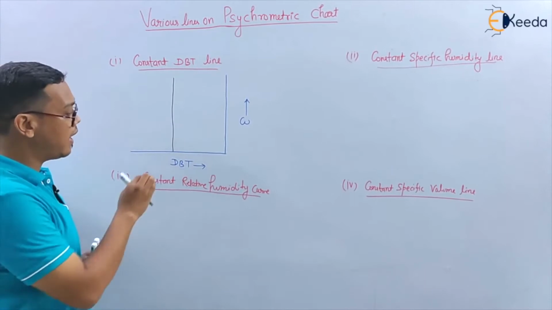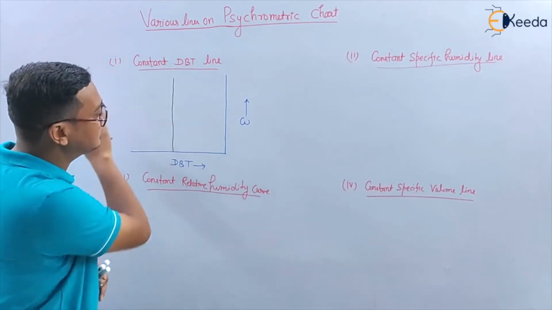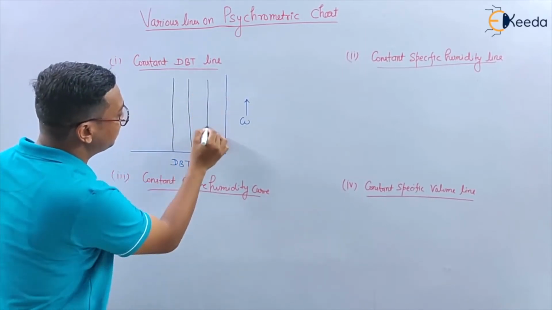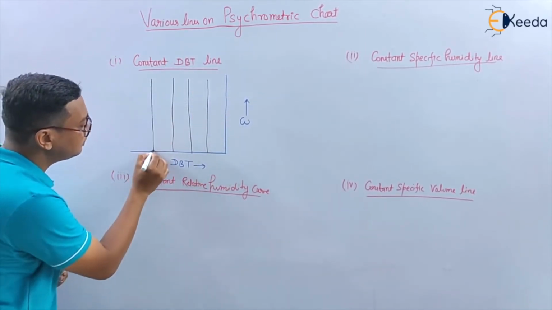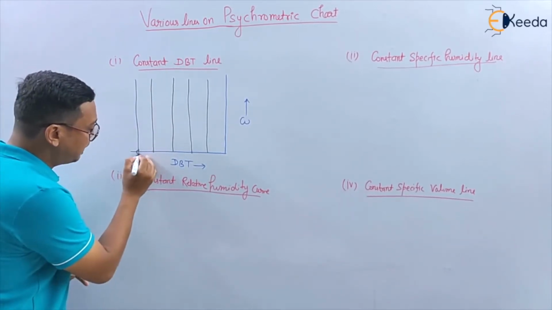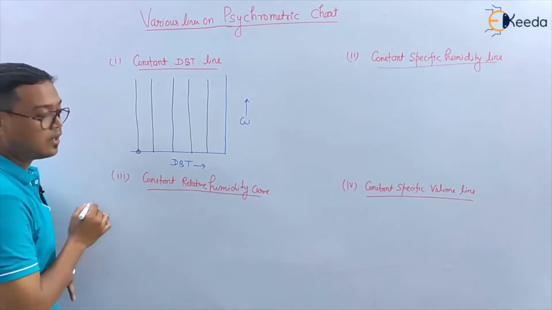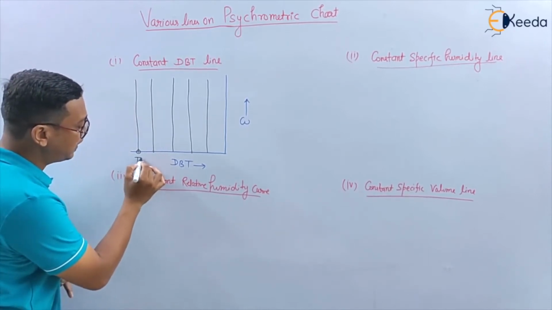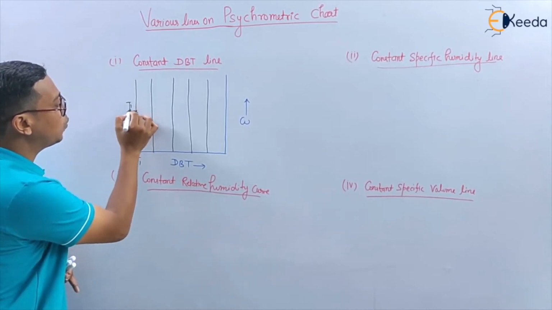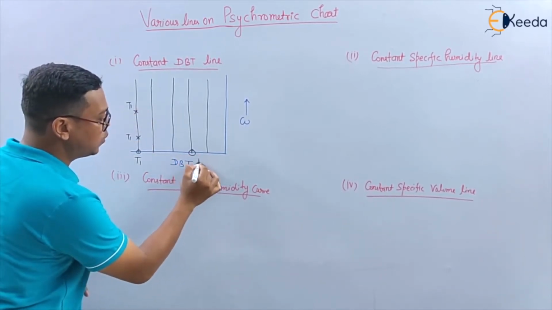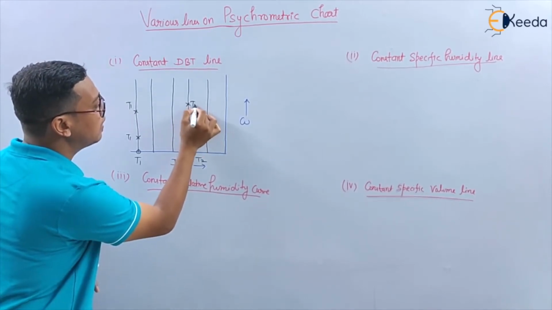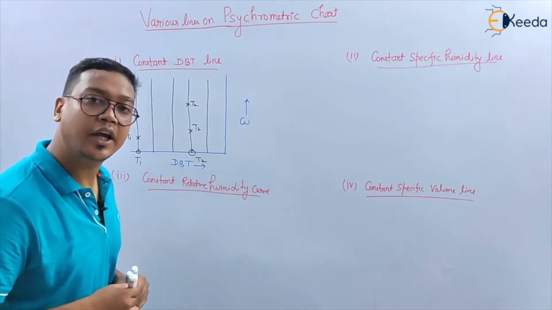This is the constant. At every point on it, the dry bulb temperature is the same. Like this, these are the constant dry bulb temperature lines. Whatever the temperature is here, it will be the same along this line. If the temperature at this point is T1, then here is also T1, here is also T1. Like this, if it is T2, then at every point it is T2. This is the constant dry bulb temperature line.